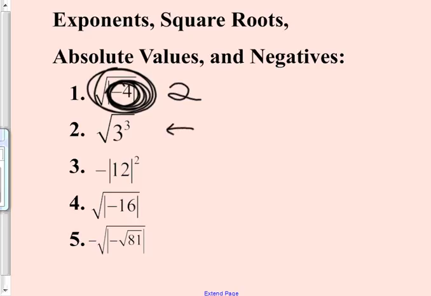This one, I'll give you a hint, isn't going to come out to a nice number, but it'll be able to simplify down to like 5√2 or something like that.